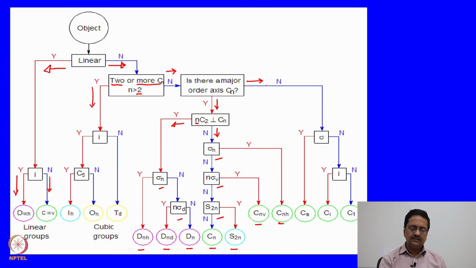On the other hand, when you say that there is no Cn, that means there is no C2, C3, C4 and so on, then we ask, does it have a mirror plane? If the molecule has a mirror plane, the answer is yes, you go down this way. If the answer is no, you go down that way, and you end up getting these 3 point groups. So, we need to keep this flow chart in mind for easy reference.